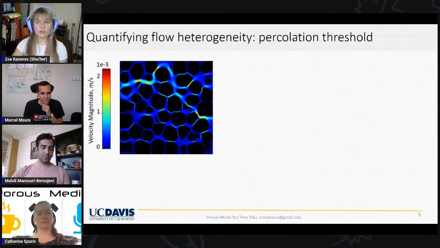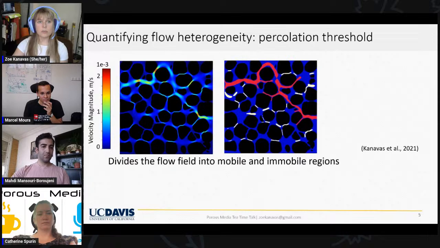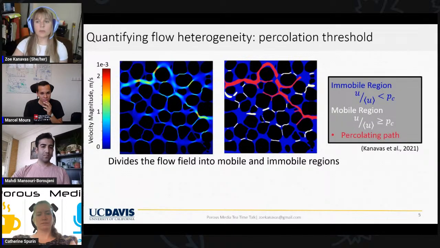Now we move to flow heterogeneity. While there is no agreed upon metric to quantify flow heterogeneity, we sought to propose one in our publication from 2021 and termed it percolation threshold. Beginning with the Eulerian flow field, the percolation threshold divides it into mobile and immobile flow regions. Mathematically, it's defined as the ratio between the minimum velocity in the mobile region relative to the average velocity of the sample. This velocity threshold is set at the first established path that connects the inlet to the outlet.